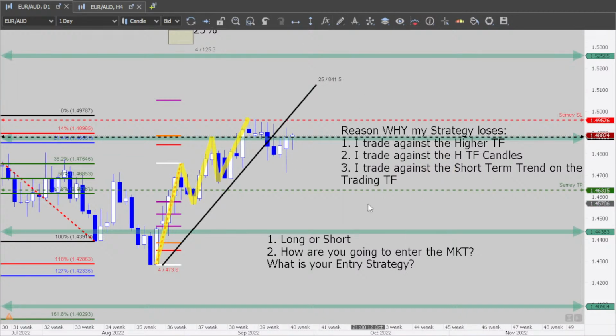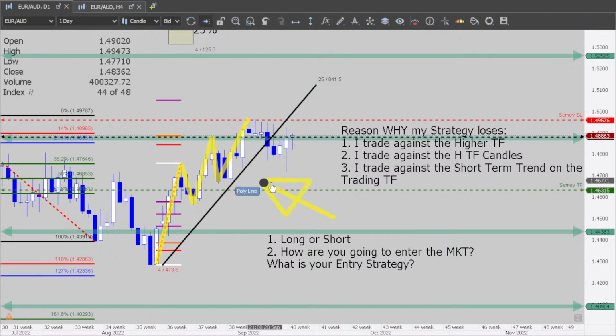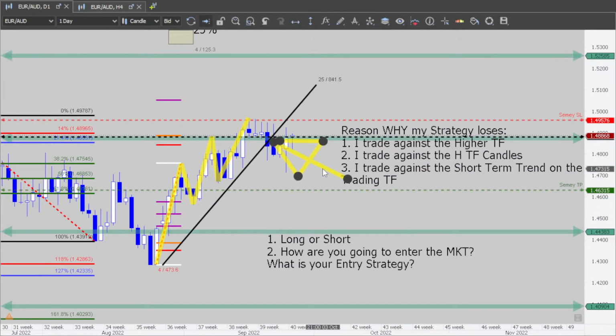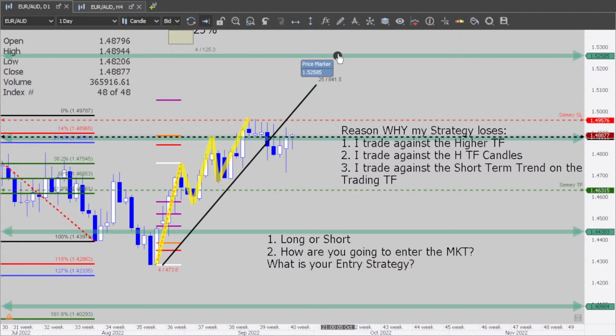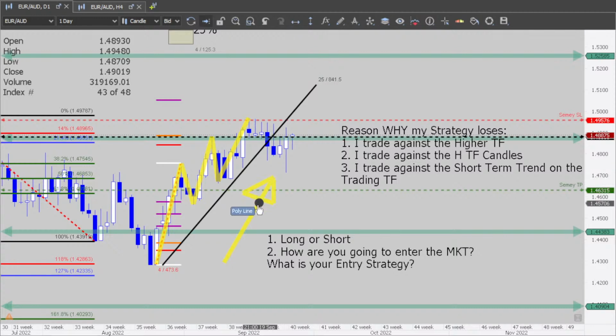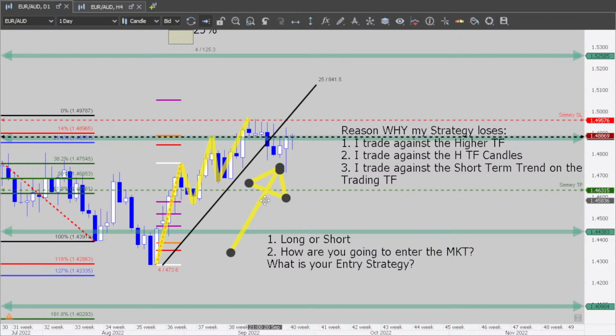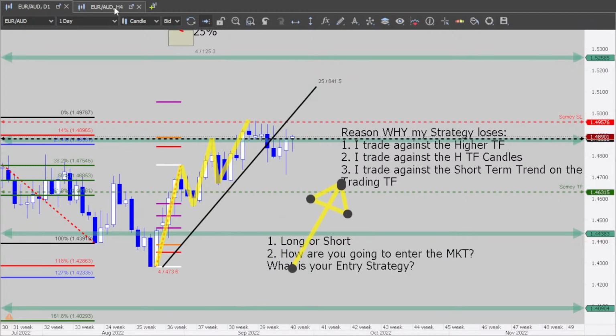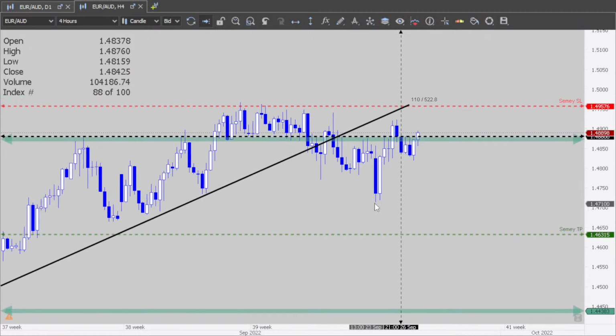As Dancy said, the daily is making higher highs, higher lows. Number 2, I trade against the higher time frame candles. I shorted the market in here. The daily candle is bullish. And because the higher time frame controls the smaller time frame, me shorting the market is not wrong. Me shorting the market is just low probability. And lastly, I trade against the short-term trend on the trading time frame. Do you see everybody in here?